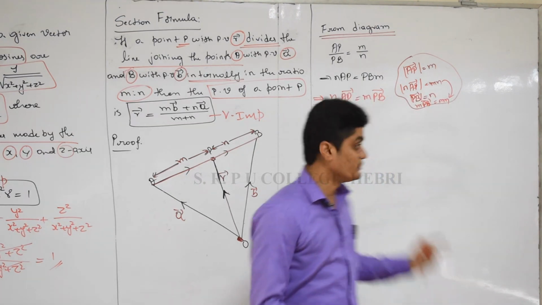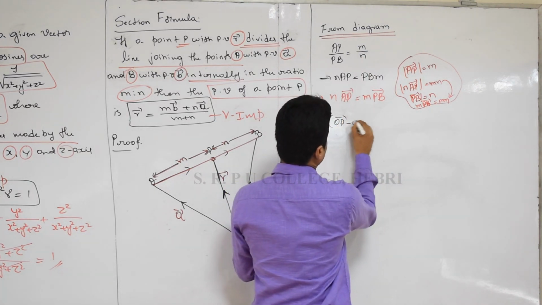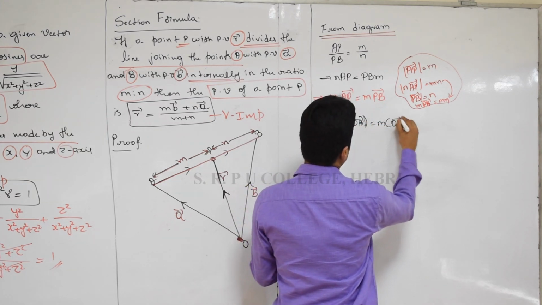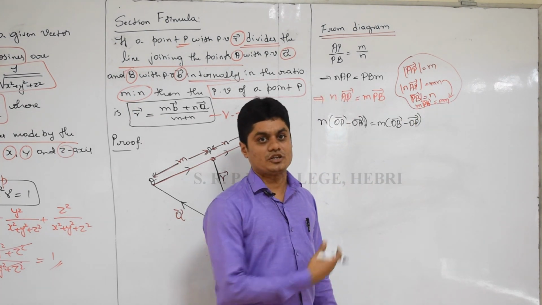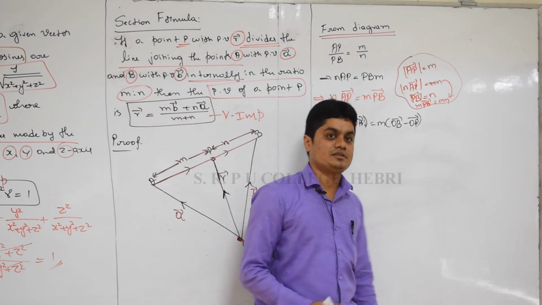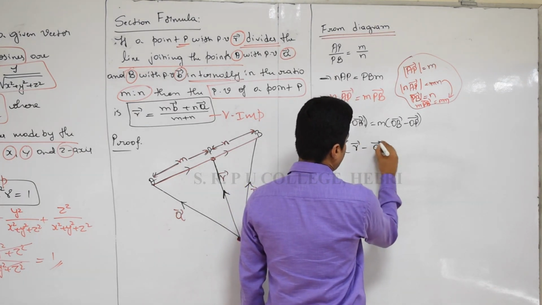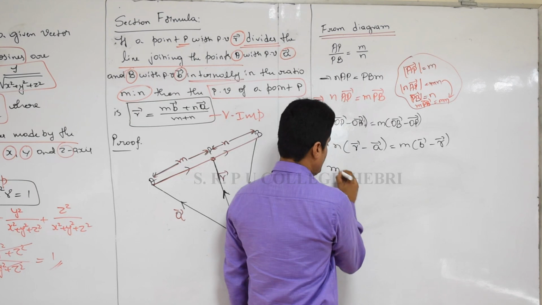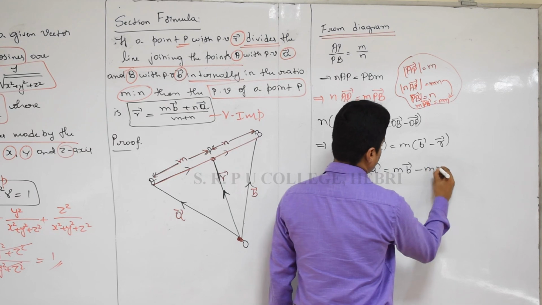Now we have vectors, so we can bring in the position vectors. How to bring? Say n into (vector OP minus vector OA) equals M into (vector OB minus vector OP). You can split using the position vector concept like this. I hope you remember where you learned this: any vector can be represented in terms of its position vectors. So this implies n into (vector R minus vector A) equals M into (vector B minus vector R). So n into vector R minus n into vector A equals m into vector B minus m into vector R.